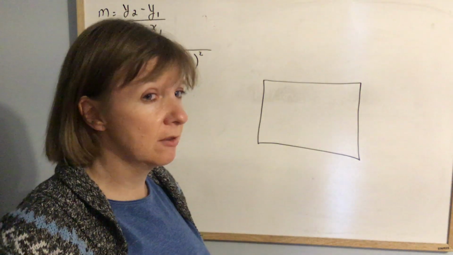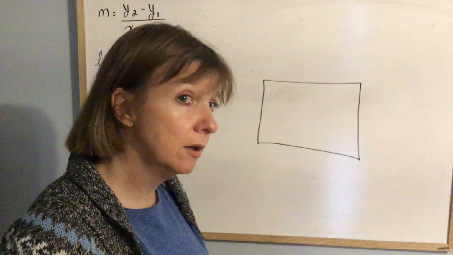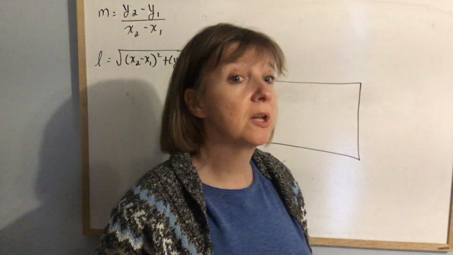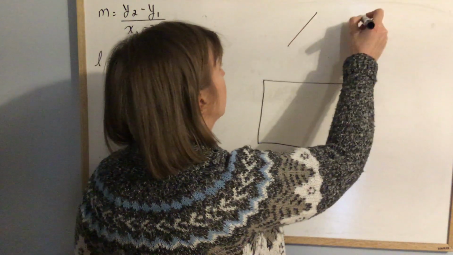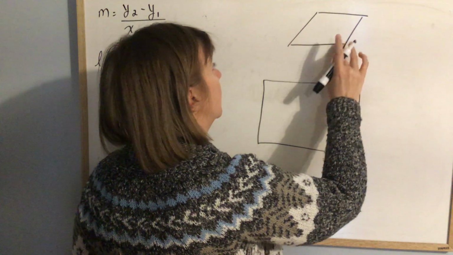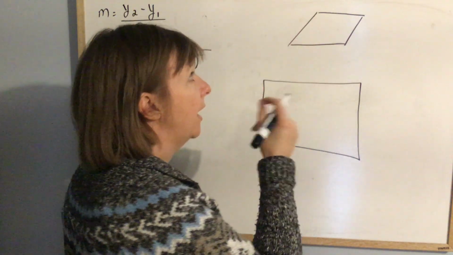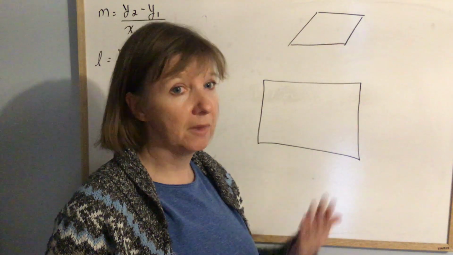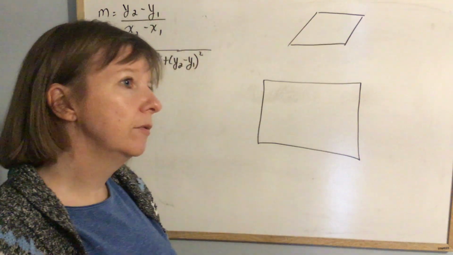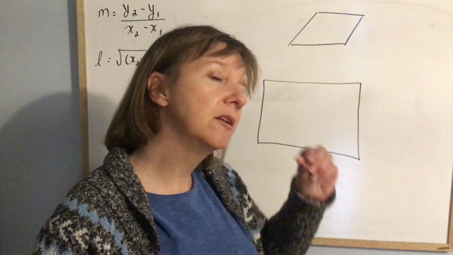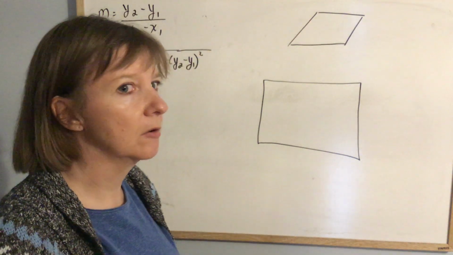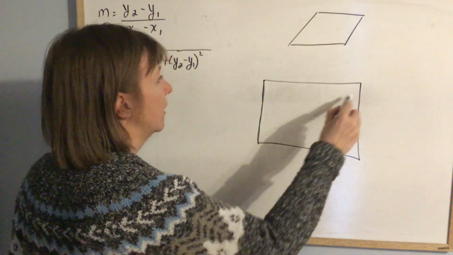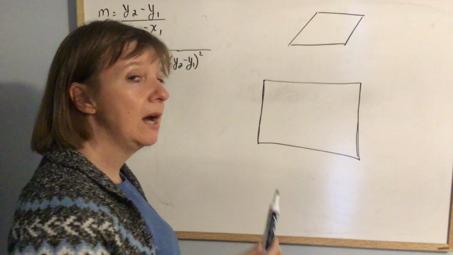So one of the pieces to proving that it's a rectangle could be finding the length of the line. But here's the problem. That doesn't necessarily prove it's a rectangle, because a parallelogram, which is slanted like this, would also have this line the same length as this one, and this line the same length as that one, but that's not a rectangle. That's a parallelogram. So length of the line could be helpful, but it doesn't definitively say that's a rectangle.